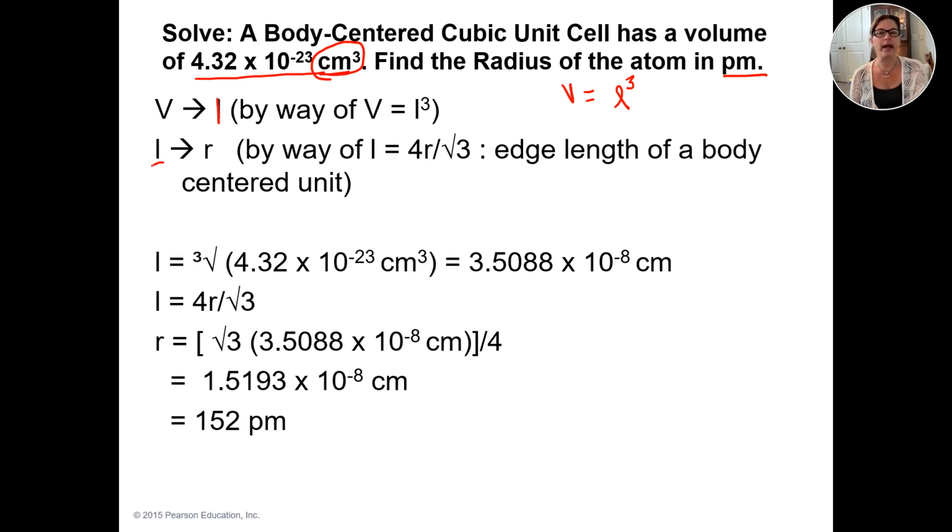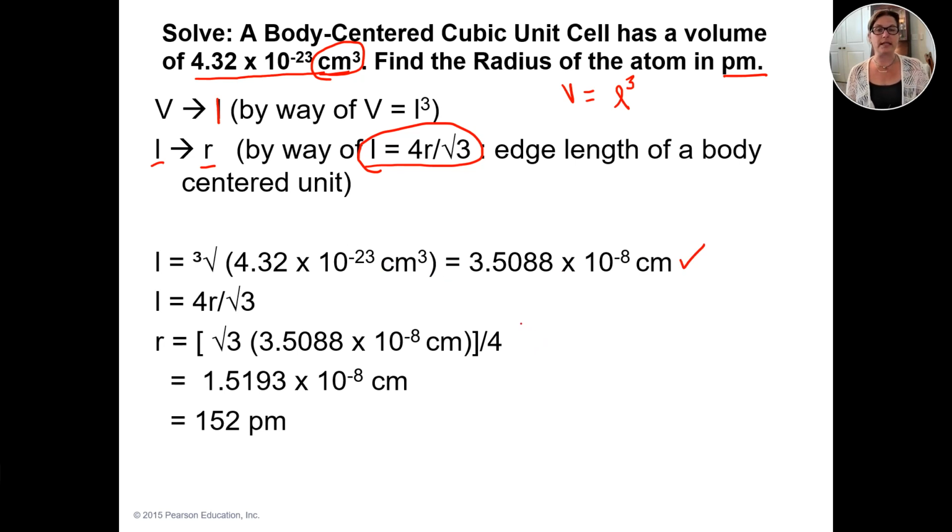Once we have the length, we can solve for the radius by using the equation that was associated with a body-centered cubic cell. So take the cube root of the 4.32 times 10 to the minus 23. That's going to give us 3.5088 times 10 to the minus 8 centimeters.